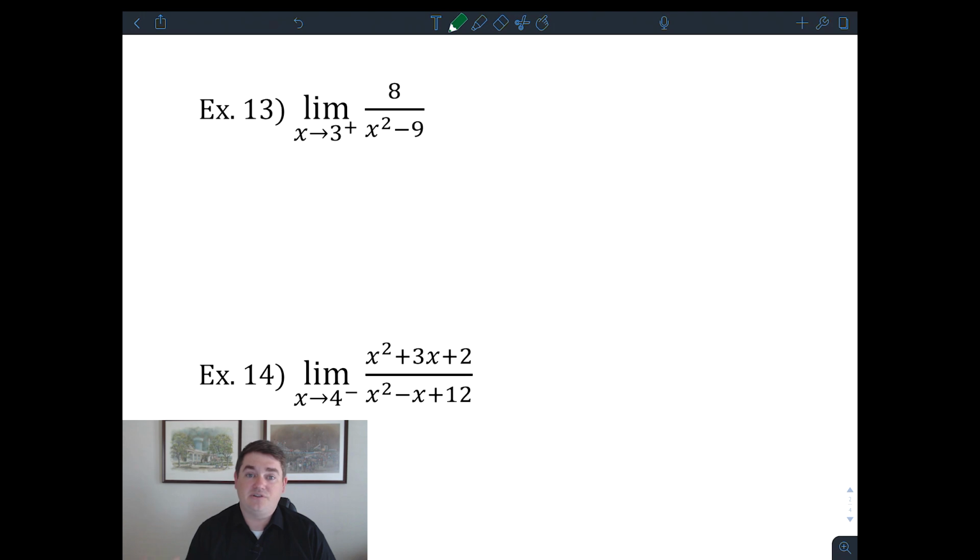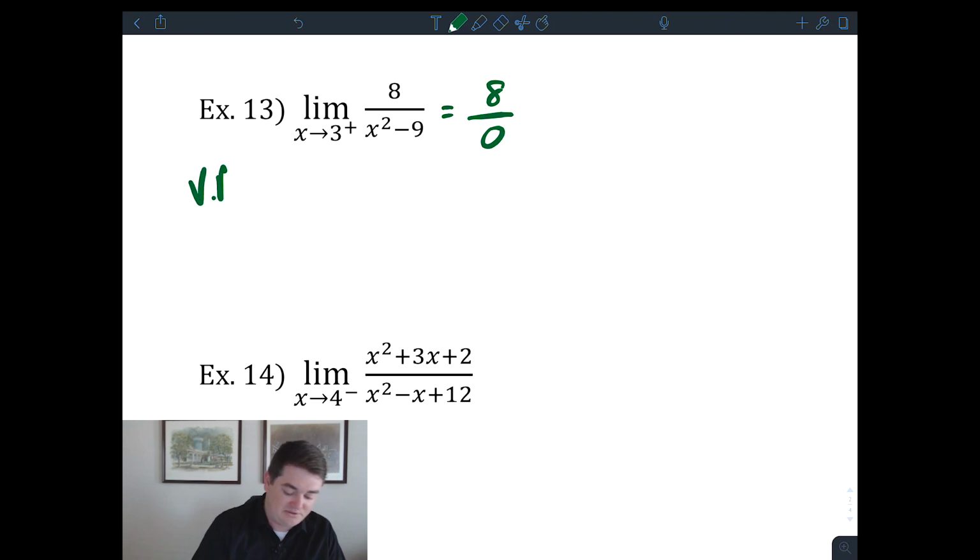Okay. What do we try first? Direct substitution. When I plug in 3, I get 8 divided by 9 minus 9, which is 0. So I divided by 0. What does that tell me? This graph has a vertical asymptote at 3.